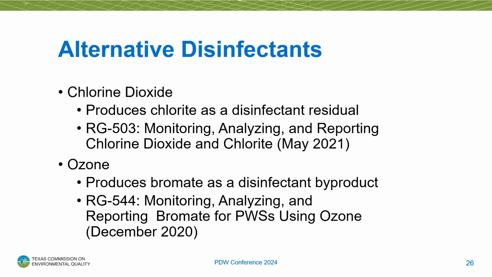Now we're going to talk about 2 alternative disinfectants really quick: chlorine dioxide and ozone. These are both stronger oxidizers than free chlorine and total chlorine. However, they are more unstable, and they're both pretty costly to use. Chlorine dioxide is less likely to form DBPs than chlorine, which is cool. It does produce chlorite as a disinfectant residual, and there's more information about chlorine dioxide in the RG503. Ozone produces bromate as a disinfectant byproduct because it reacts with bromide. So that's another regulated contaminant you have to look at. They are both very strong oxidizers, but again, they are more costly.